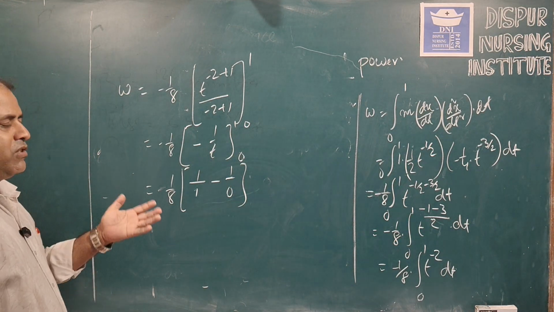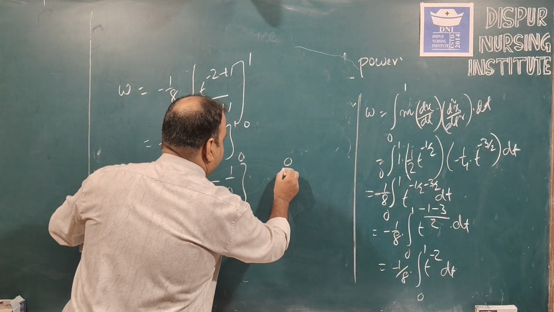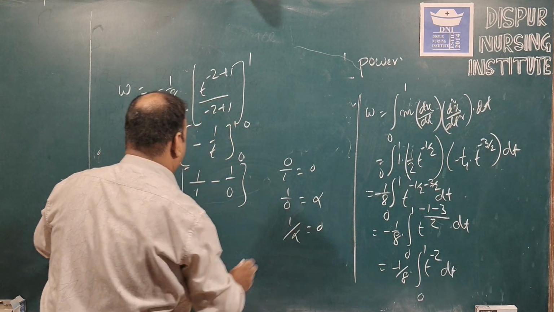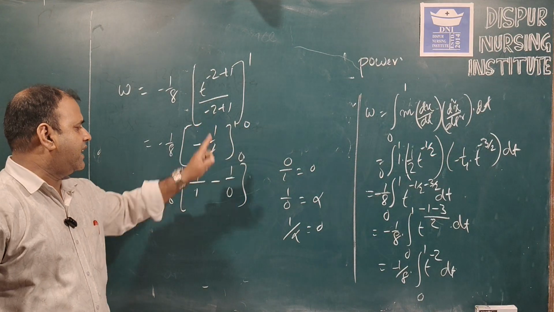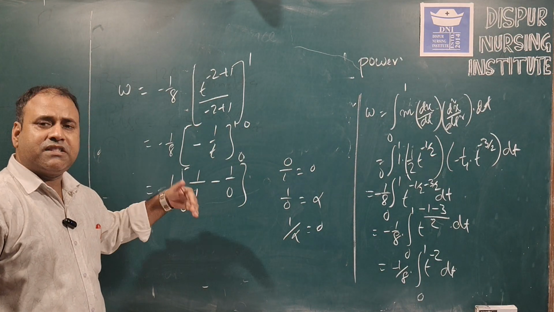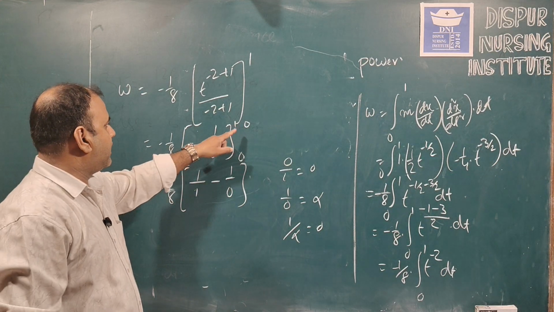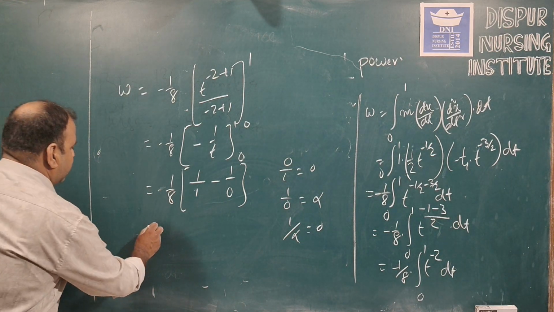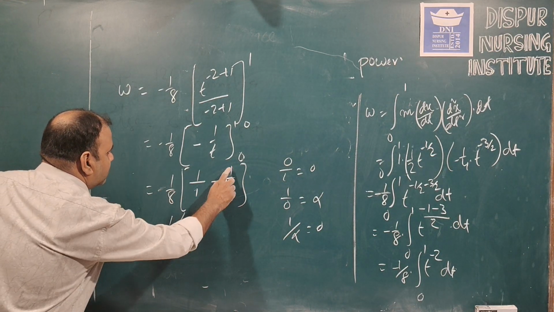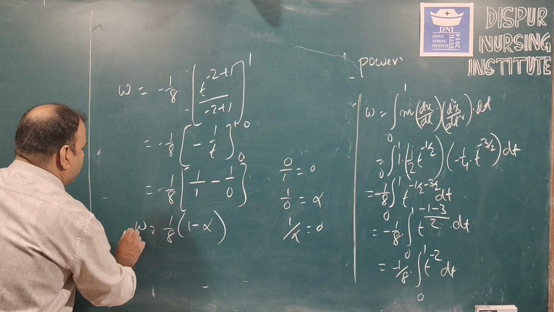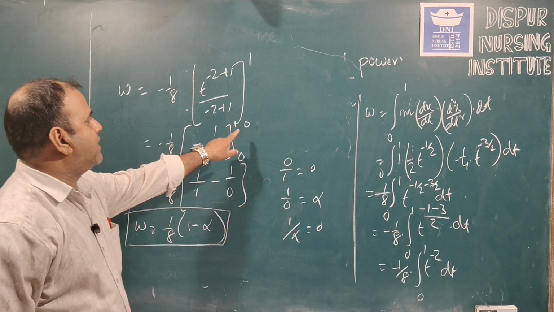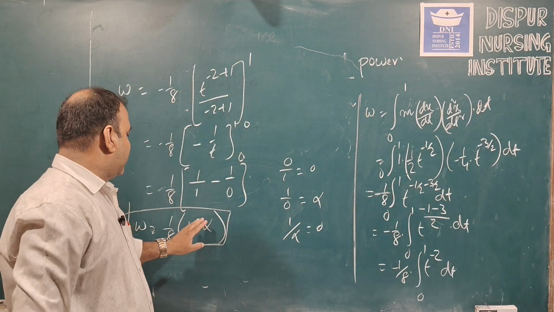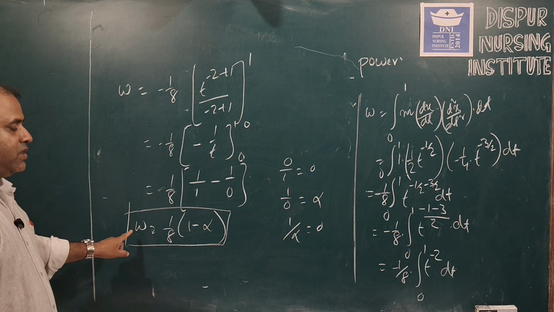I think you have an idea about the basic algebra. 0 by 1 means it is 0, 1 by 0 means infinity, and 1 by infinity means 0. In this case I have considered 0 to 1, that is why 1 by 0 comes as infinity. But sometimes, if you consider the limit 1 to 2 or 1 to 3, 1 to 4 like this, this term will not come. So here 1 by 8 times 1 minus 1 by 0, which means infinity. So the work done will be like this. If the limit given is 0 to 1, then this term comes like this, and if you consider a different limit, then you get the exact value. So this is the work done.